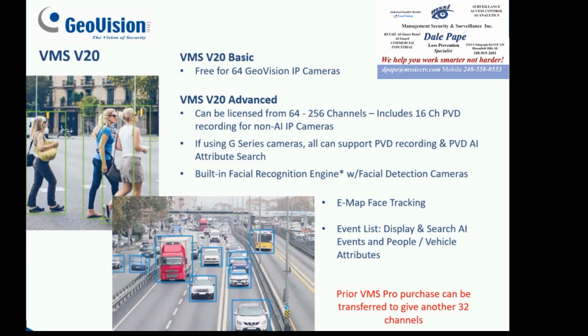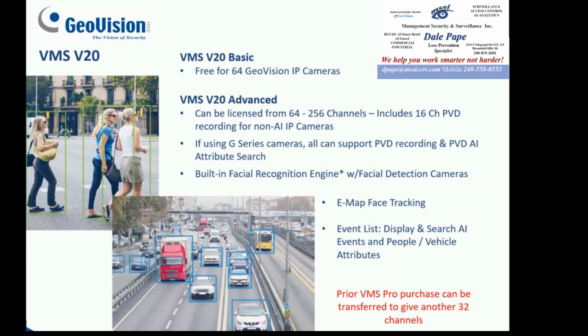Next up, facial recognition. The VMS V20 Advanced has a built-in facial recognition engine. What that allows you to do is, if you have any Geovision camera that has the facial detection analytic built into it, the software will then give it facial recognition capabilities. So as long as you have a Geovision camera that has the face detection analytic on the camera side, you add it into V20 Advanced and it will turn it into facial recognition. And I'll show some things that you can do along with that.